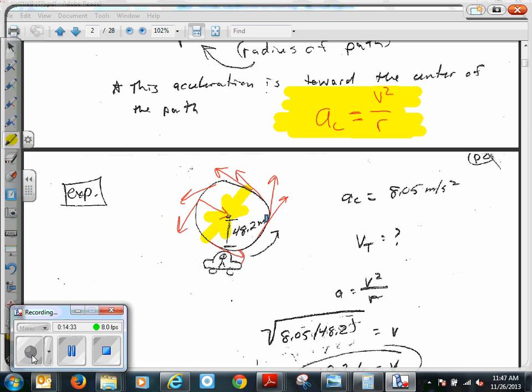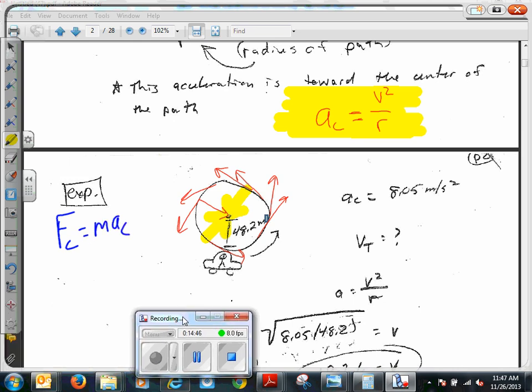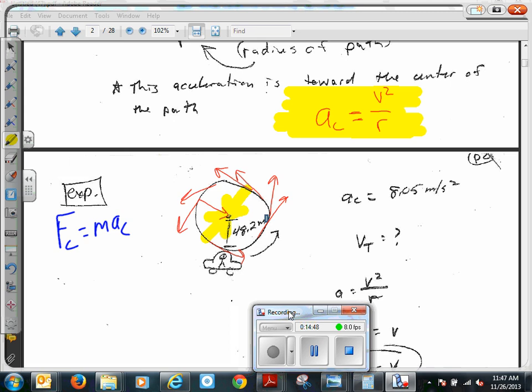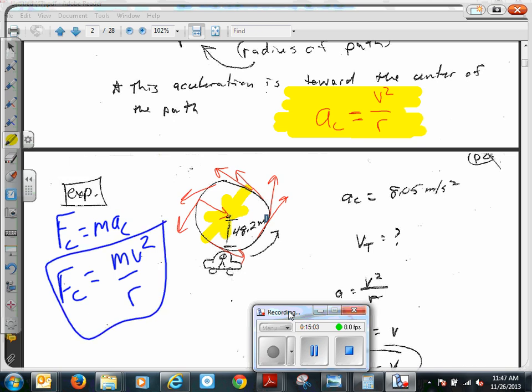Okay, so if we have acceleration towards the center, what else do we have that's towards the center? Force. So centripetal force is mass times centripetal acceleration. Now this is not going to be an equation on your AP sheet, but you absolutely have to be able to get it. It's just force equals mass times acceleration. So then you get centripetal force is mv squared over r. And that will be an equation that you need to use for this test and for the actual AP test.